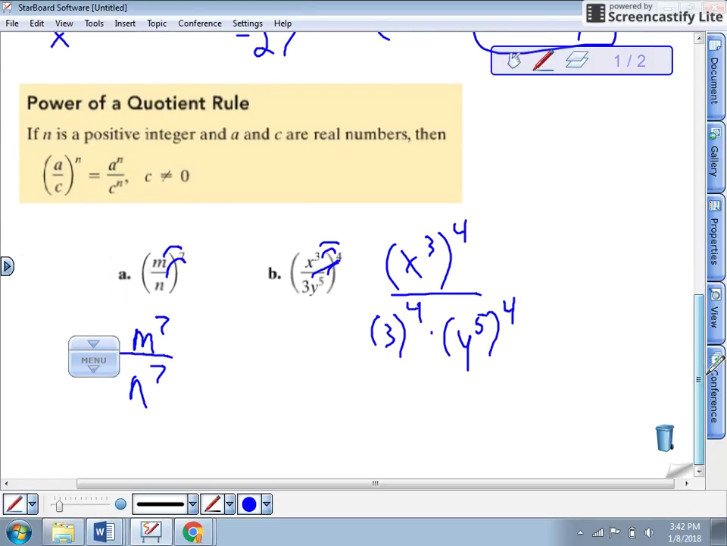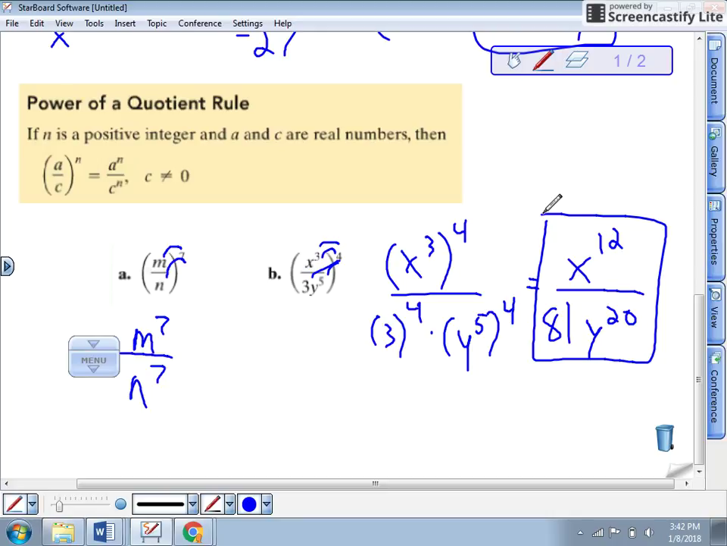So when we do that, we're going to get on top x to the 12th. On the bottom, we're going to have 3 to the 4th. All right, 3 to the 4th is really 81. And then y, 5 to the 4th, 5 times 4 is y to the 20th. So there is our final answer right there.